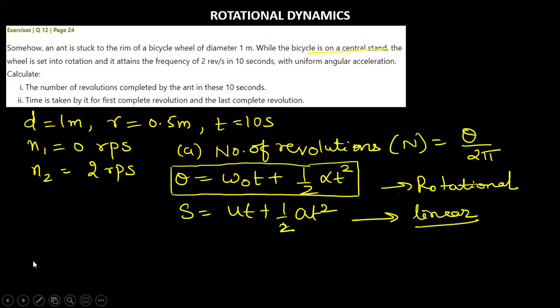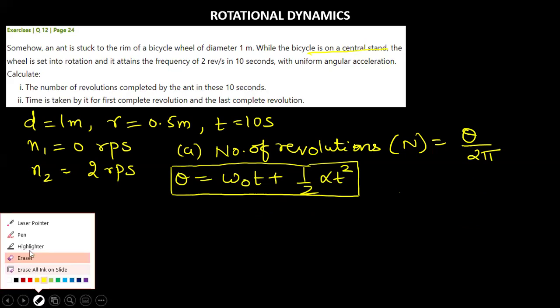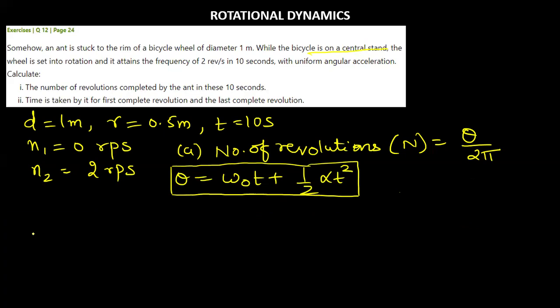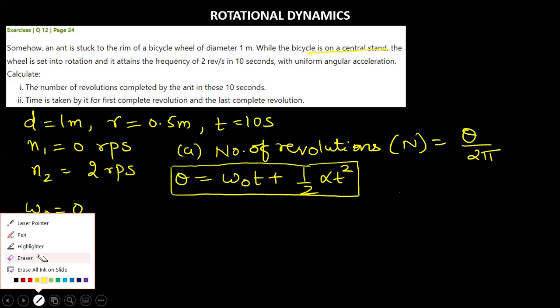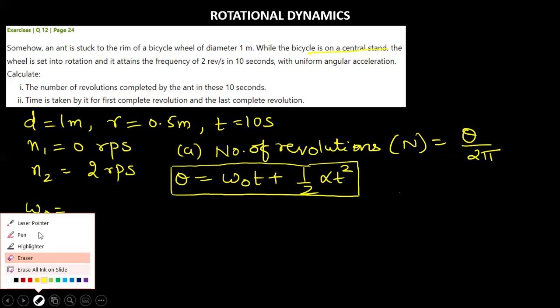Similarly, we have other equations also, like s equal to ut plus half at square, v square equal to u square plus 2as, and v equal to u plus at, with the same equations in rotational motion also. Now we only require this equation: theta equal to omega naught t plus half alpha t square. Omega naught is the initial angular velocity, so I can say omega naught will be equal to 0, because n1 is 0. Before writing that omega naught is 0, I will let you know that the formula for omega in terms of frequency is 2 pi n.